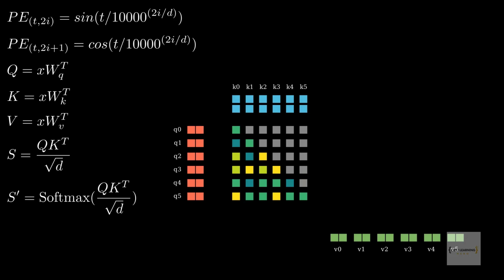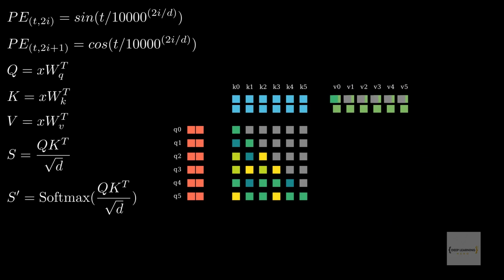The next step is, for each row, computing a weighted sum of the value vectors. The weights in this case will be the softmax probability distributions of that row. Note how final values at different rows have different colors to represent different probability distributions of different rows.